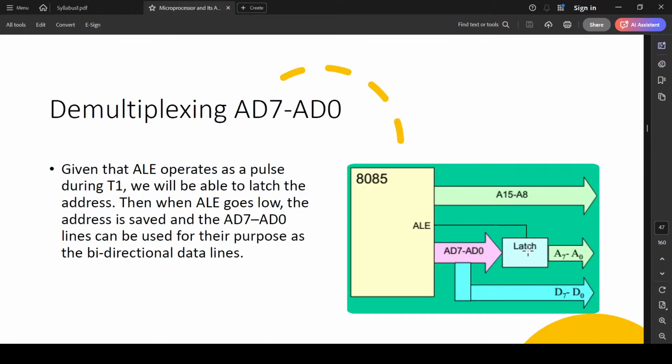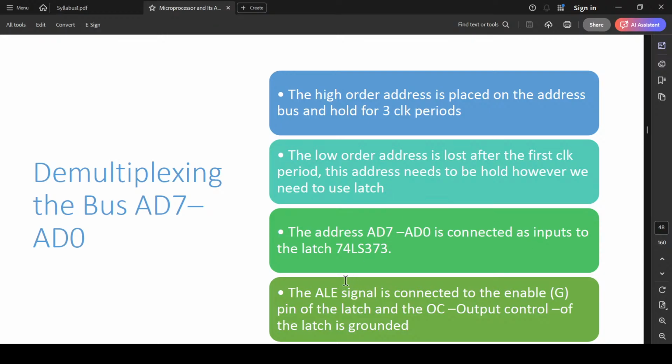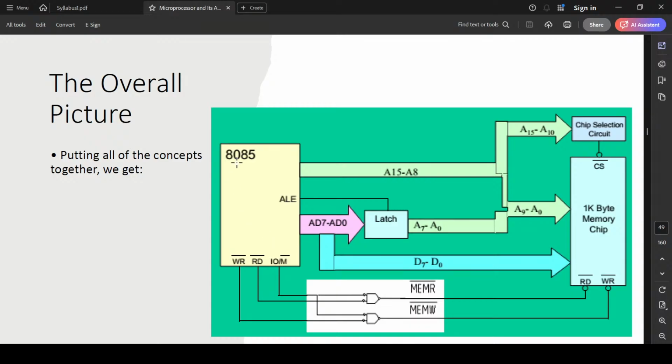Latch means this unit. The ALE signal is connected to the G pin of the latch, and the OC output control of the latch is grounded. Now this is the detailed picture. This ALE will get the pulse signal 101010 and it will turn on the latch. This is the unidirectional bus. This is getting the address and data.